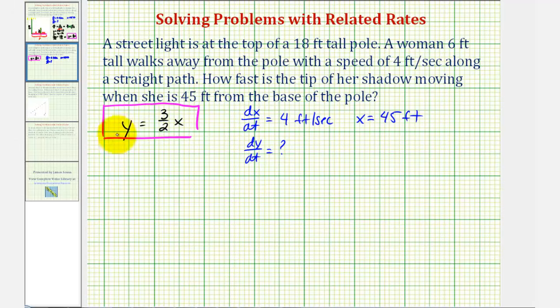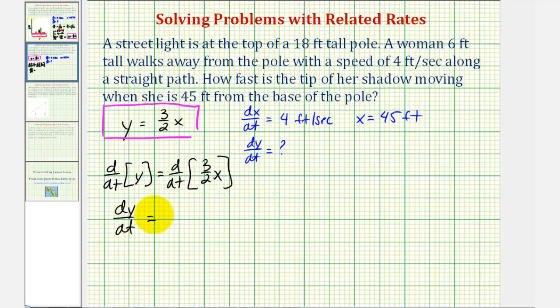Now we'll take the derivative of both sides with respect to t. We'd have the derivative of y with respect to t must equal the derivative of 3/2 x with respect to t. Because we're differentiating with respect to t, we do have to apply the chain rule on both sides. The derivative of y with respect to t would be 1 times dy/dt, or just dy/dt, equals the derivative of 3/2 x with respect to t, which would be 3/2 times dx/dt.